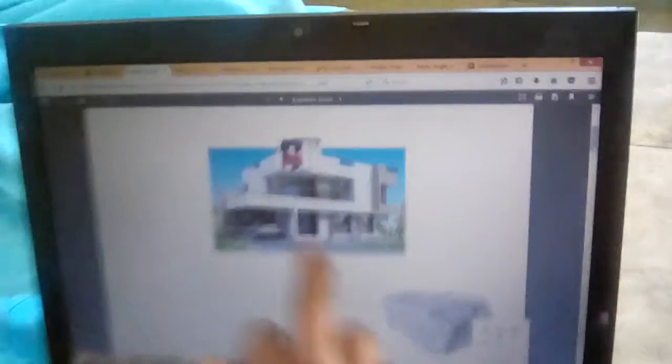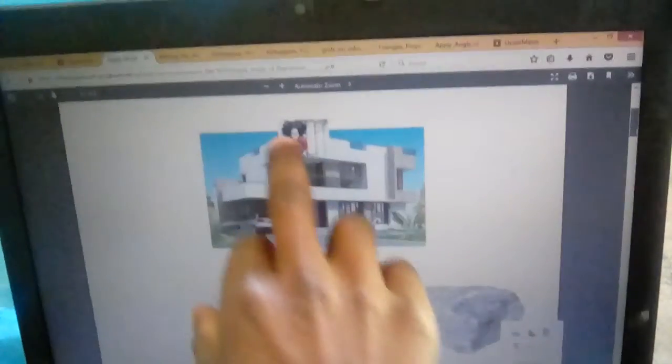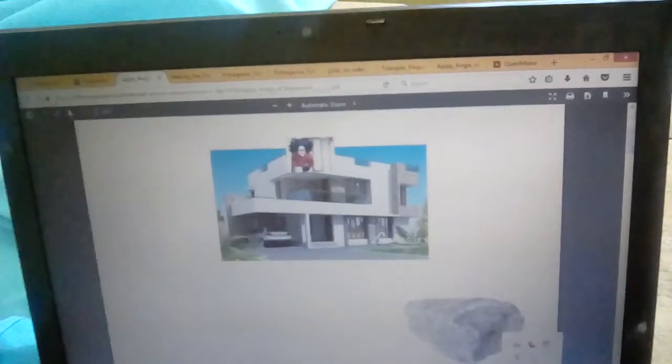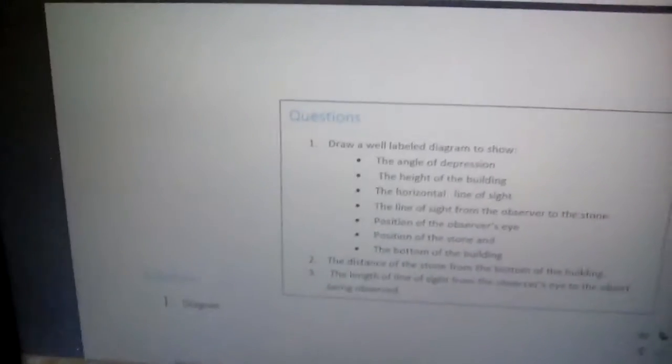Look at this picture. This young woman is looking at this stone, and the young woman is on a building. So her eye is making an angle of depression with this stone. Now, from this situation where this young woman is observing this stone, we may have some problems or questions that we can solve from there.